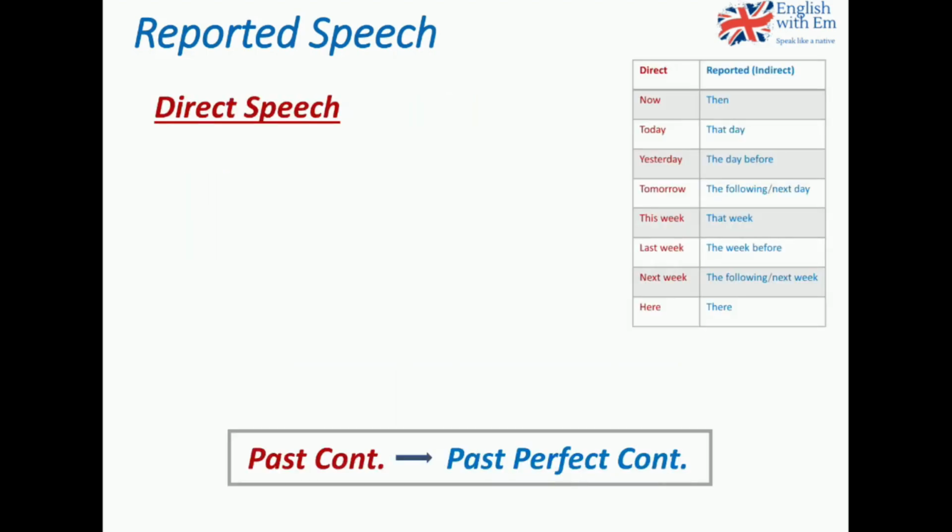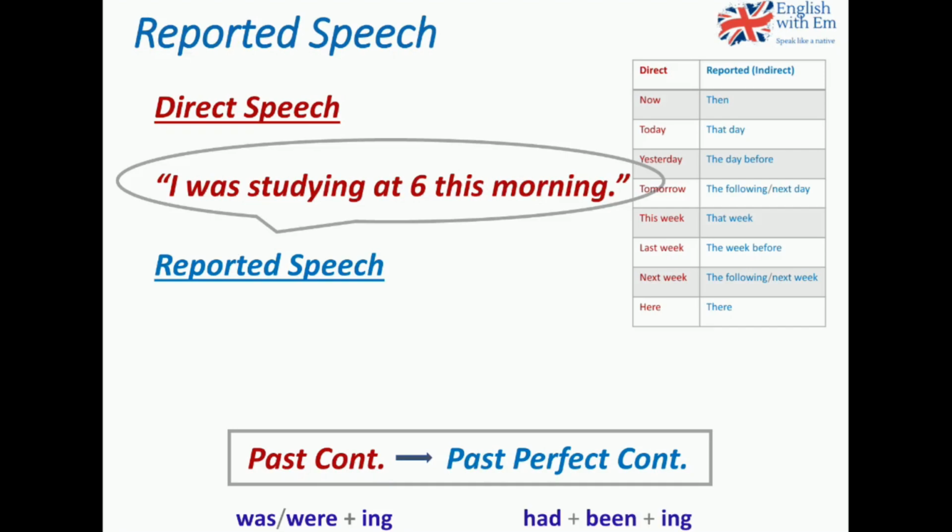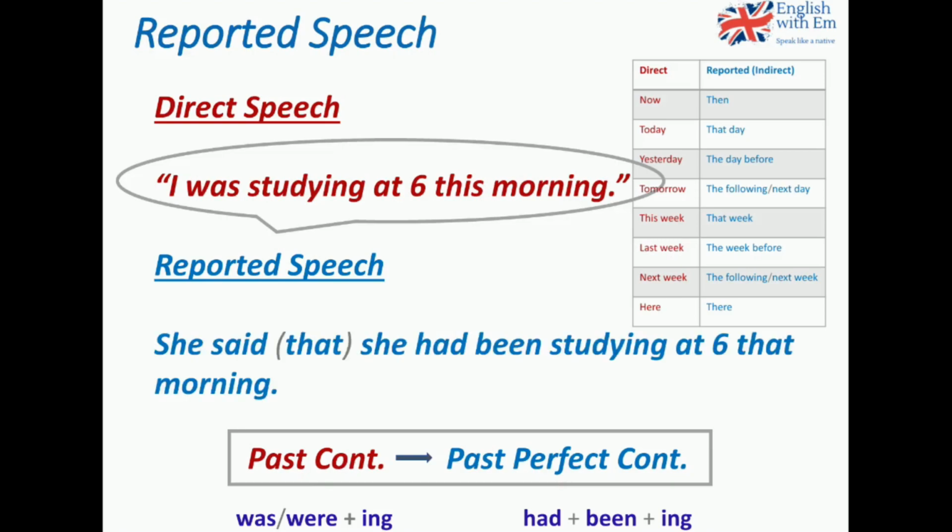Past continuous. I was studying at 6 this morning. So past continuous, was or were, and then the verb with ing. And for the reported speech, we're going to backshift to the past perfect continuous. Had been plus ing. She said she had been studying at 6 that morning.